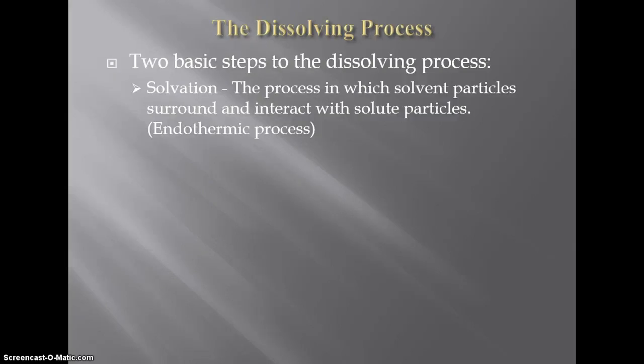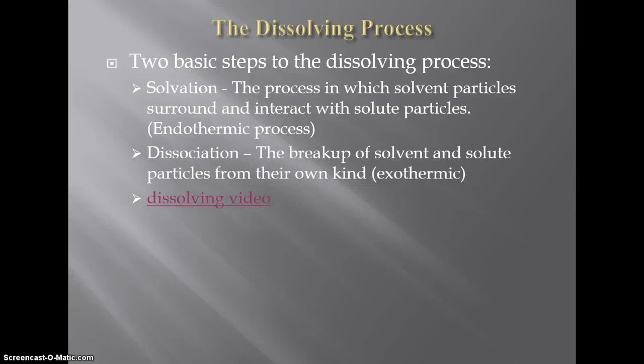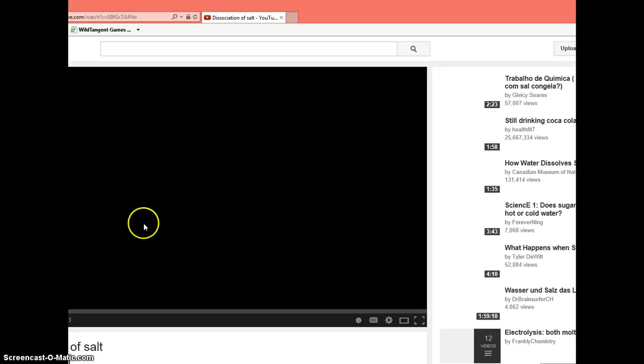It involves two steps, and one is solvation, the process in which solvent particles surround and interact. By interact, there's a sort of bonding process that goes on, in that the positive ends of water, because it's a polar molecule, will interact with negative ends of something else. So opposites attract. And then dissociation is the breakup of solvent and solute particles from their own kind. We're going to watch a video of how this goes and take a quick look at that.